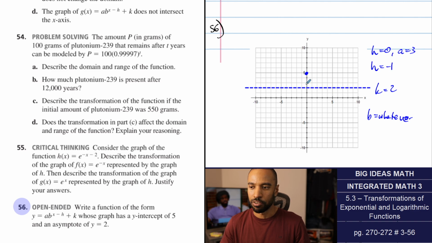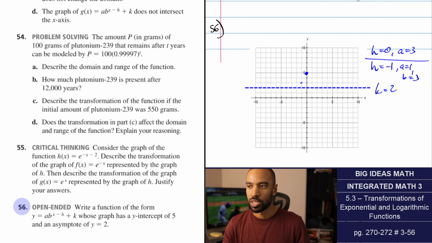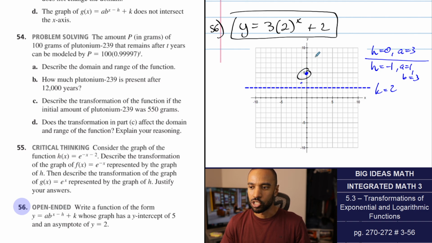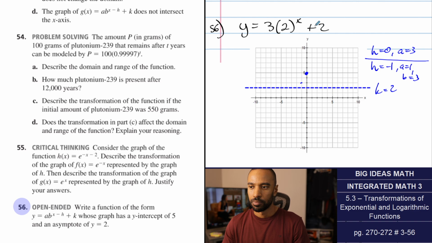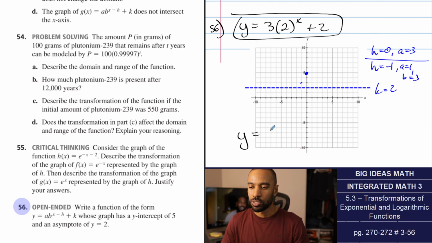I can make h be, say, negative 1, and then if a is 1 right there, then I guess when I say b is whatever, now b is dependent on this. So if h is negative 1, then a would be 1, and b would have to be 3 in that case. So here are some examples of this. I can make a be 3 times, and I can make b be whatever in this case, 2 to the x power plus 2. Now it starts here, and then I just double my distance each time. Or I can do y equals, and a can be 1 times, but b would have to be 3 to the x, and h would have to be negative 1, so this would say x plus 1 here, and then plus 2.